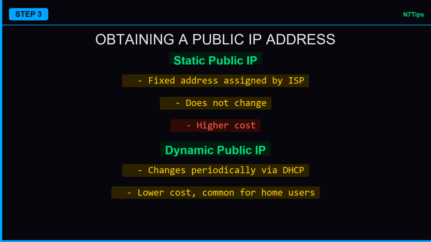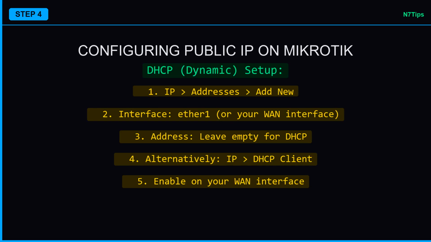Setting this up is straightforward. You'll access your MikroTik router through the web interface or WinBox, then navigate to the IP configuration menu. From there, you add a new address specifically for your WAN interface. You'll enter your public IP address and subnet mask in the address field. Make sure you're putting this on the correct interface, which is usually Ethernet 1, your WAN port. Everything else can stay at default values. The system will calculate the network and broadcast addresses automatically. Then just apply the configuration.